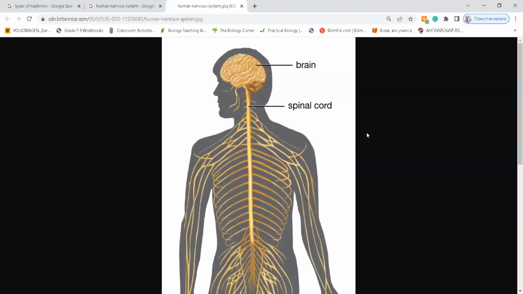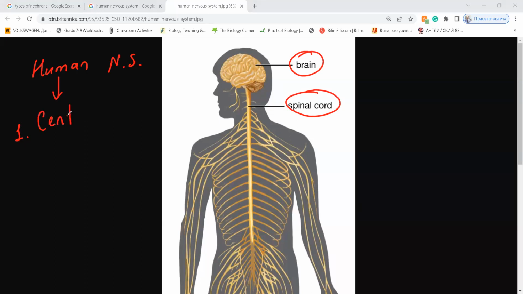So if you look at this picture, you can see the human nervous system. This system contains organs. These organs are the brain and spinal cord. We divide the human nervous system into two parts. Don't forget, the first part we call the central nervous system, or CNS.